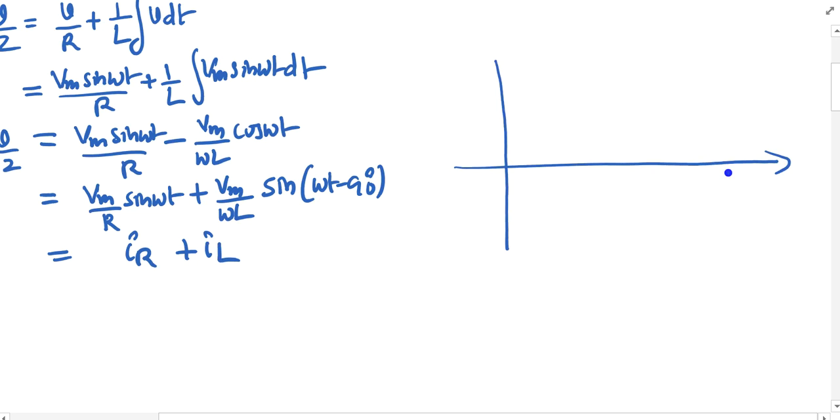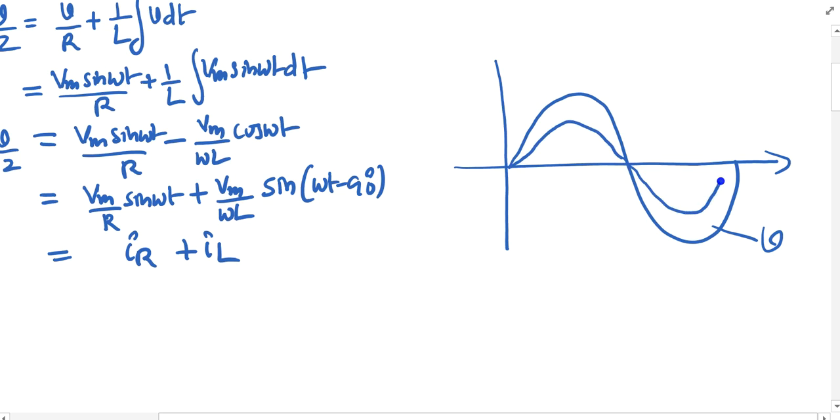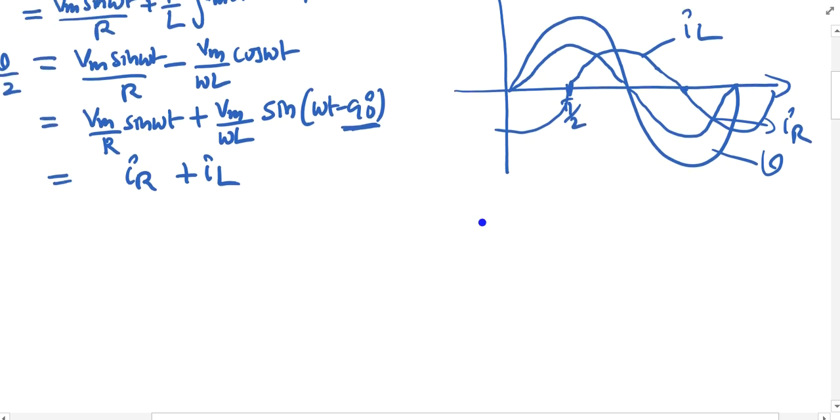Take my voltage as a reference here. Then what about my IR current? IR current is in phase with this voltage. What about my IL current? IL current is lagging by 90 degrees. So my IL current is lagging IR by 90 degrees. This is how you can represent the waveform diagram.